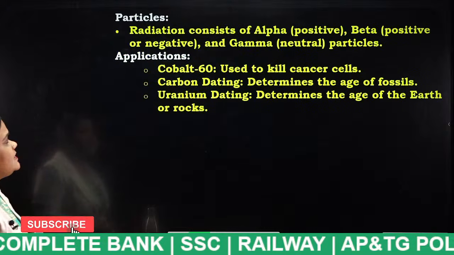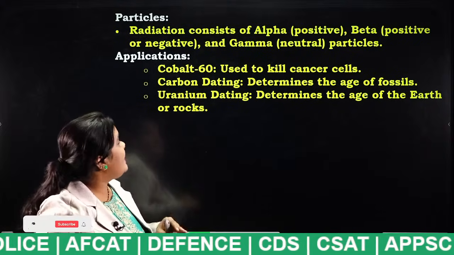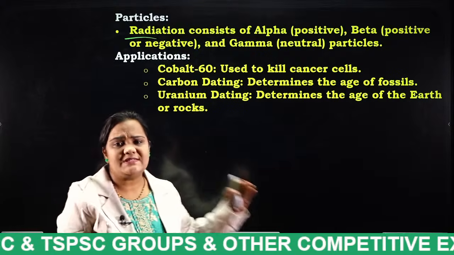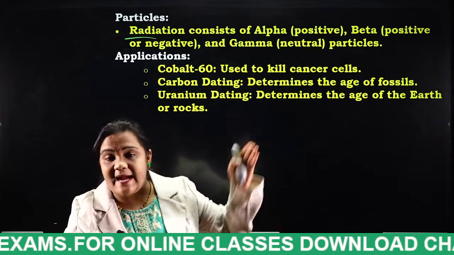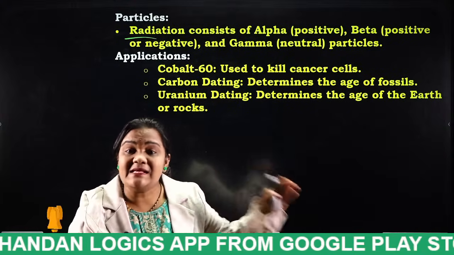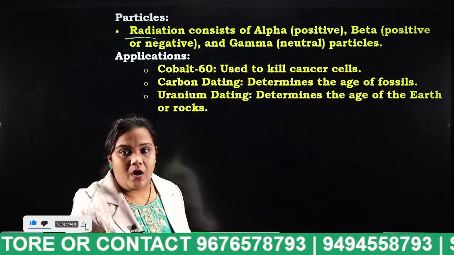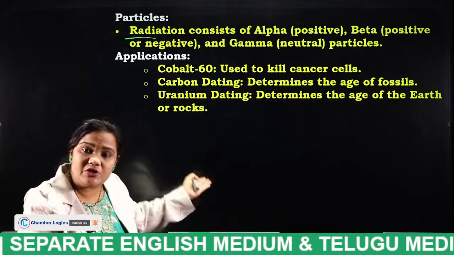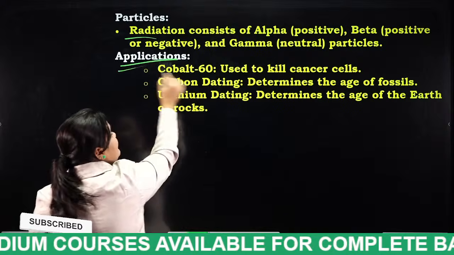Next, particles. How many types of particles do we have? Alpha particles, beta particles and gamma particles. Radiation is emitted by elements with atomic number greater than 83, and this radioactivity consists of gamma, beta and alpha particles. Alpha particles are positively charged, beta particles may be positive or negative, and finally gamma particles are neutral particles.